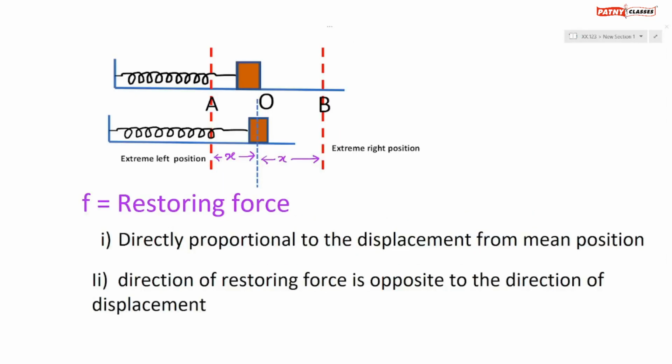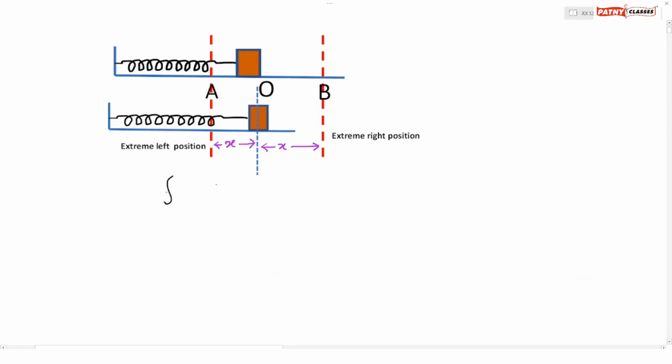There are two things we must know about restoring force. The restoring force increases as the displacement from mean position increases. More the displacement, more the restoring force. Therefore, we can say restoring force is directly proportional to the displacement from mean position. Second, the direction of restoring force. The direction of restoring force is always opposite to the direction of displacement. It implies if we are pulling the object towards the right, then the direction of restoring force will be towards the left. Restoring force is given by F equals minus kx.